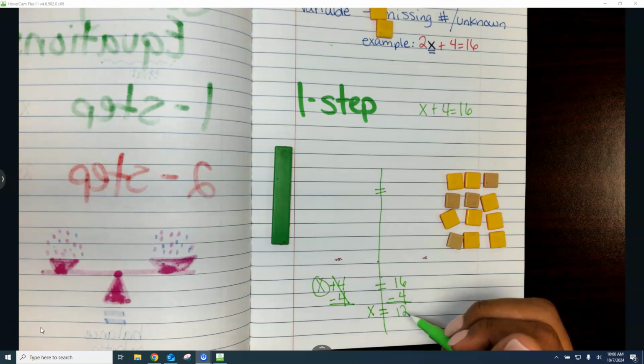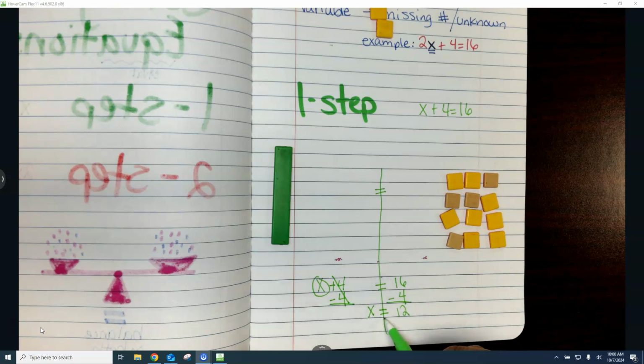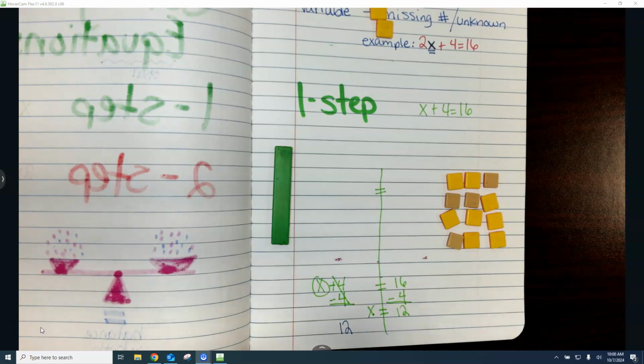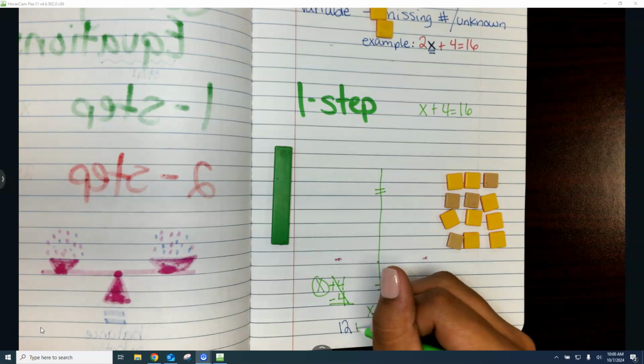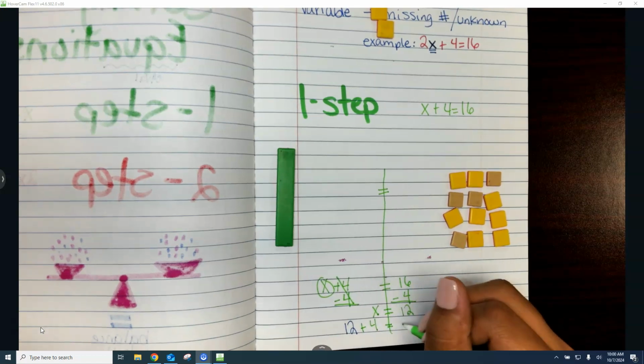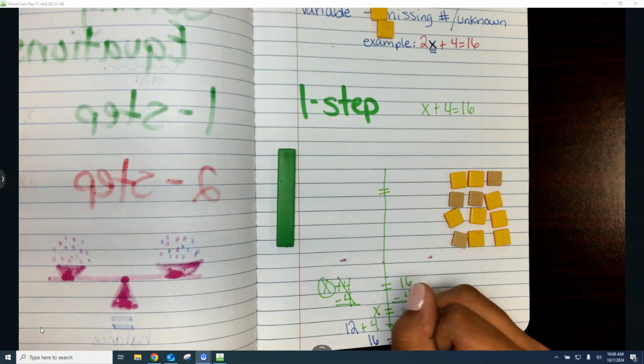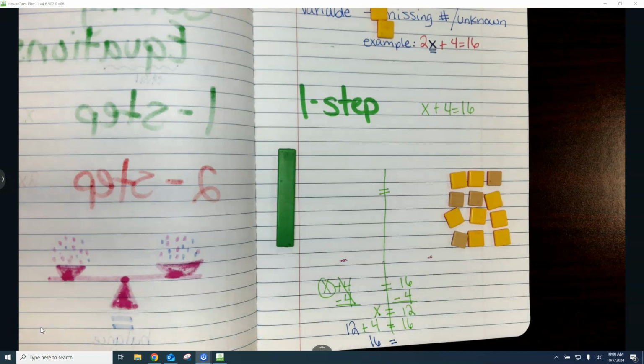Remember, to check your work, substitute or replace the number you found for x back into the problem. So if x equals 12, then I'm going to write 12, because that's my variable, plus 4 equals 16. 12 plus 4 does equal 16, therefore my equation is balanced.